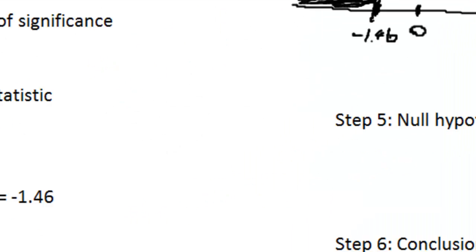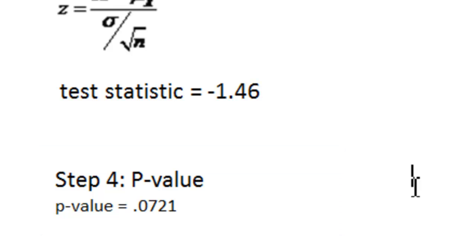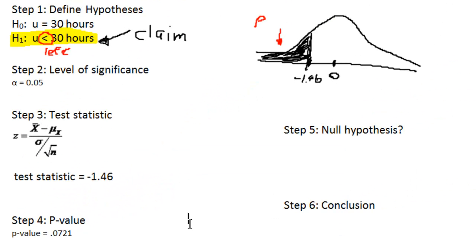This is really, really important here. 0.0721 is our p-value. Now what I'm going to do is compare two things. I'm going to compare our p-value of 0.0721. That's this area sitting right here, 0.0721, to the left of negative 1.46, the z-score, or test statistic.